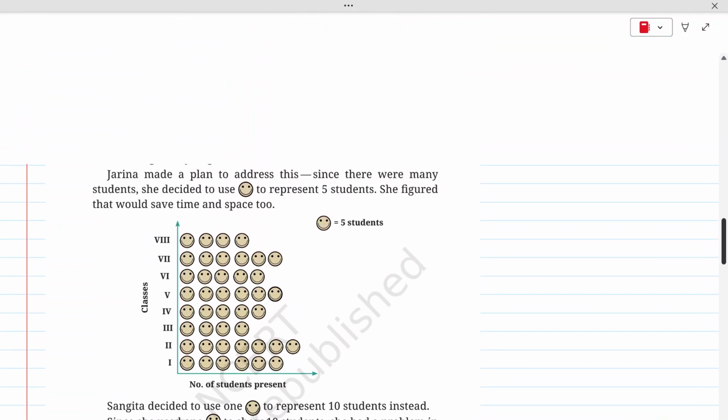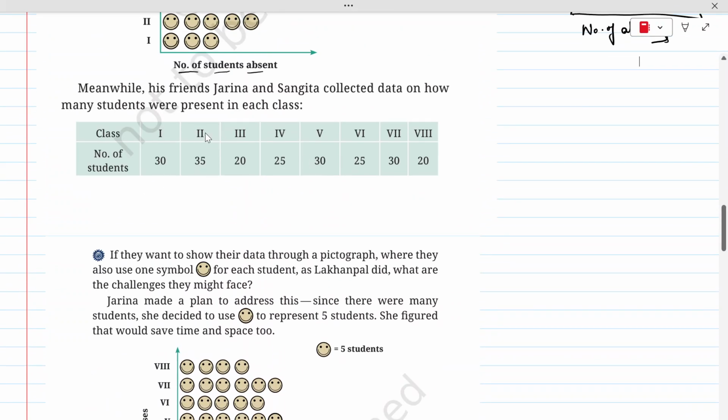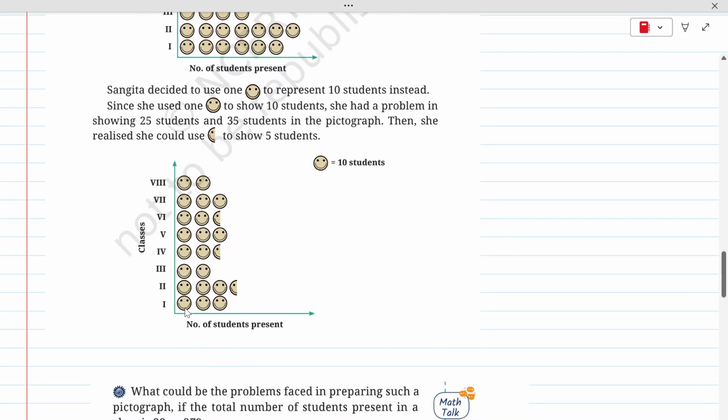So these 25 and 35 students, they were from which class? 35 was for second class, and from fourth class we had 25. Okay, let us see this pictograph. So kids, in this pictograph we can see that class second had 35 students, and she is taking one smiley for 10 students. So what has she done? 35 is 30 plus 5. This can directly be represented by 3 smileys, which she has done here. And now she is left with 5. To represent this 5, she is taking a half smiley. Okay, so she has taken a half smiley here.